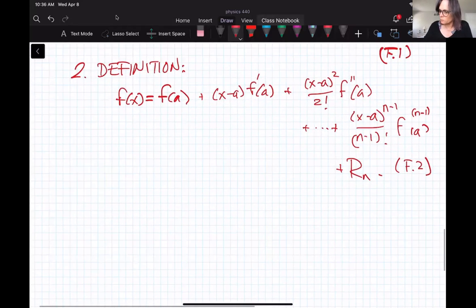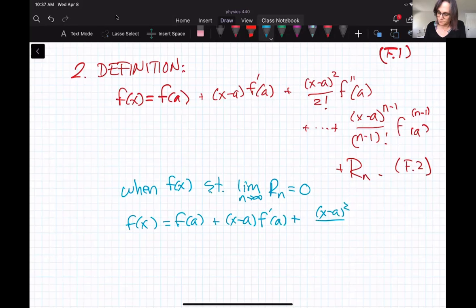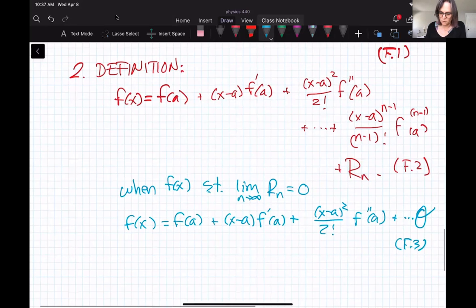Okay, and I think we've all seen this. When f of x is constructed such that the limit as n goes to infinity of this remainder function is equal to 0, then we have our usual definition: f of x is equal to f of a plus (x minus a) f prime of a plus (x minus a) squared over 2 factorial f double prime of a, plus higher order terms that we're going to ignore.